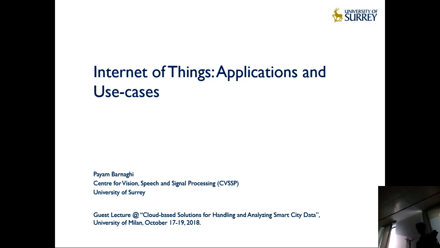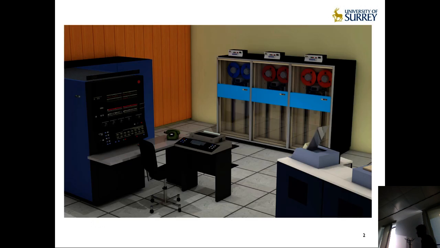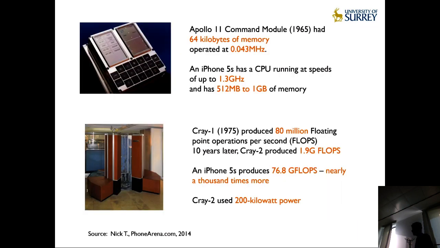IoT, Internet of Things applications and use cases. The first year I went to the university to do my degree, we had a computer that looked like this. This is an IBM 360. It would have been probably the size of half of this room. And I think around a dozen people actually worked in that center to operate that computer. Obviously, the computing power has changed a lot. The smartphones we take for granted now are probably hundreds of thousands of times faster than these computers.